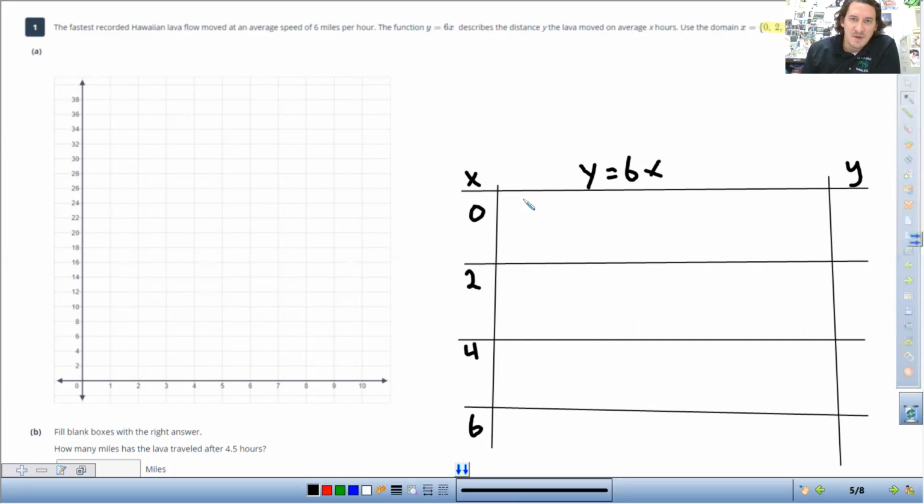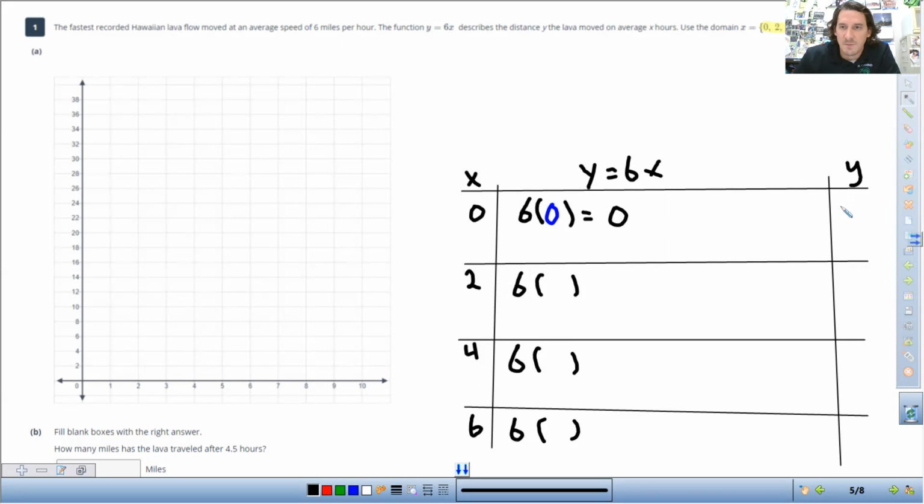Just like last time, I'm going to write the function in each one here and replace the x with a set of parentheses in each one. So 6 times x, 6 times x, 6 times x, 6 times x. In this first one, x is 0. 6 times 0 is 0. So an input of 0 has an output of 0.